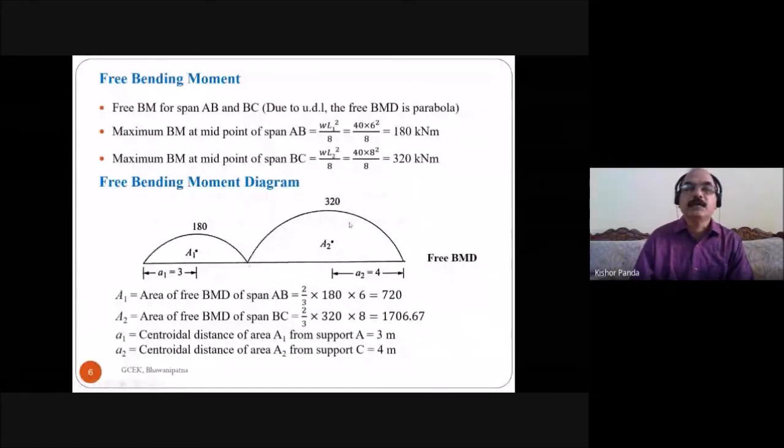Similarly, what is the area for this one? A2 is equal to the area of the free bending moment diagram of span BC. 2/3 into base into height, 2/3 into 8 into 320. So this is equal to 1706.67. Then what is the centroidal distance of area A1 from support A? 3 meter. And the centroidal distance of area A2 from support C is 4 meter.